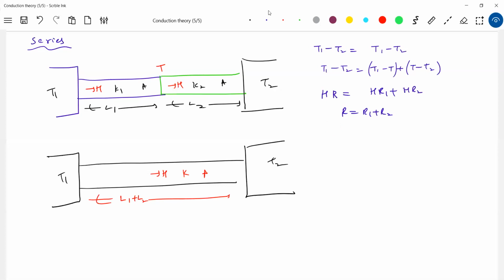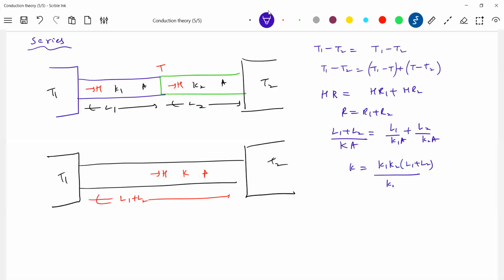Okay, let's do one thing. What is R? R is L1 plus L2 over KA, that is, R1 is L1 over K1A and R2 is L2 over K2A. So therefore, K is equal to K1 K2 (L1 plus L2) divided by (K2 L1 plus K1 L2). So what should the material be? I'll calculate the value of K and check the material. If it is very cheap, I'll replace these two by this one equivalent rod. I can save money. So there's a use of that series and parallel.